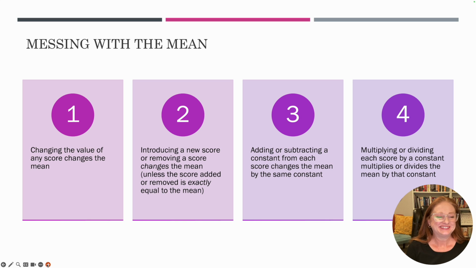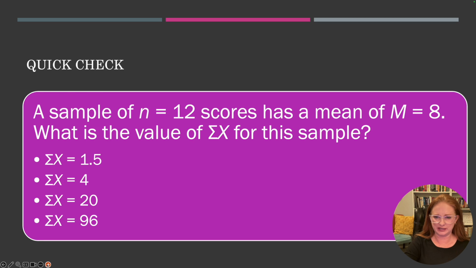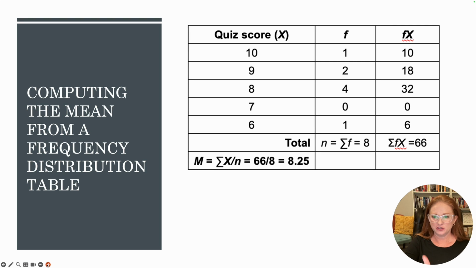Messing with the mean. Anytime you mess with the mean, it's usually going to mess with the shape of the distribution. Number 1, changing the value of any score changes the value of the mean. Meaning, if you go back up just really quick, changing the value of any of your quiz scores, right? So if Jimmy came back and said that this was actually a 10 and not a 9. He just didn't write it correctly, right? So he actually scored a 10 instead of a 9.